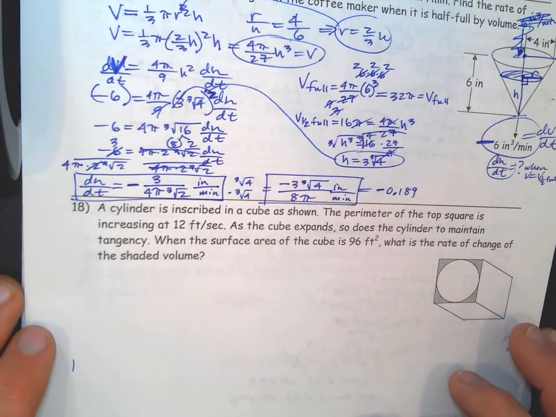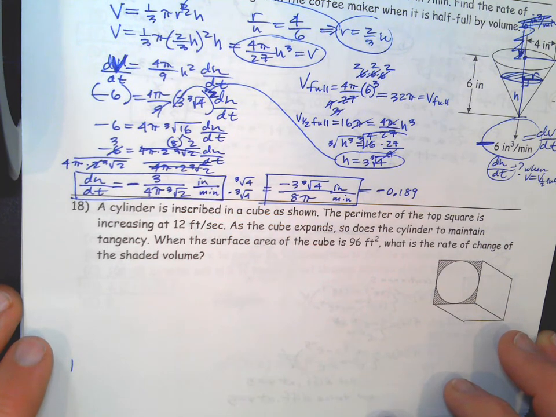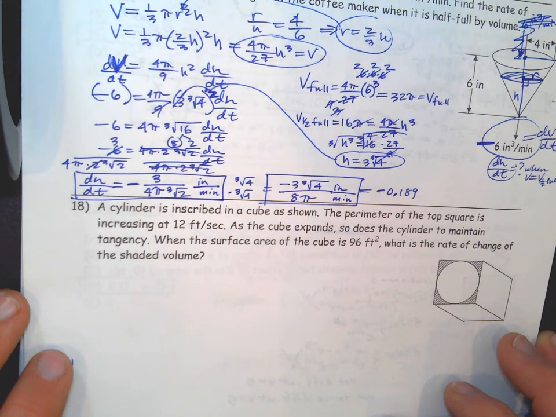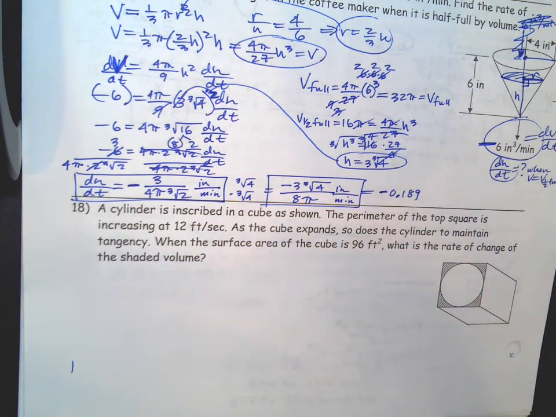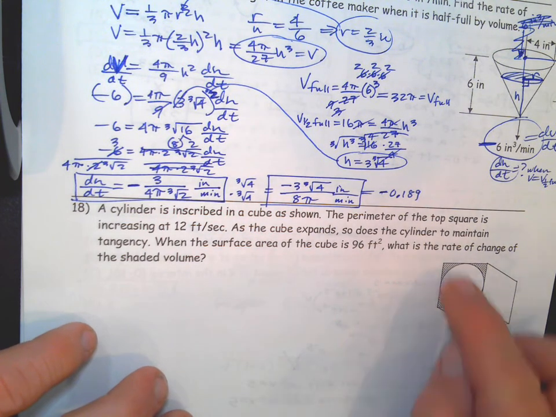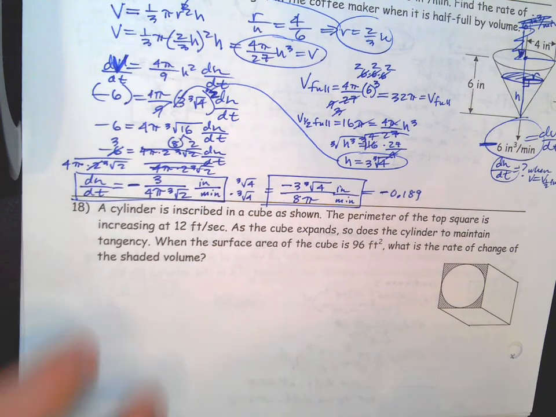The cylinder is inscribed in a cube as shown. The perimeter of the top of the square is increasing at 12 feet per second. As the cube expands, so does the cylinder to maintain tangency. When the surface area of the cube, that's all of it, is 96 square feet, what is the rate of change of the shaded volume in between the cylinder and the cube wall?